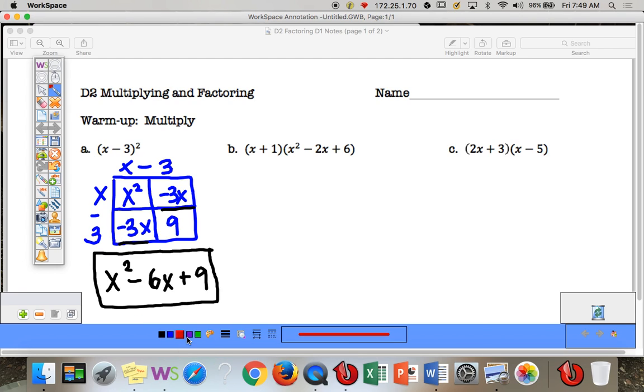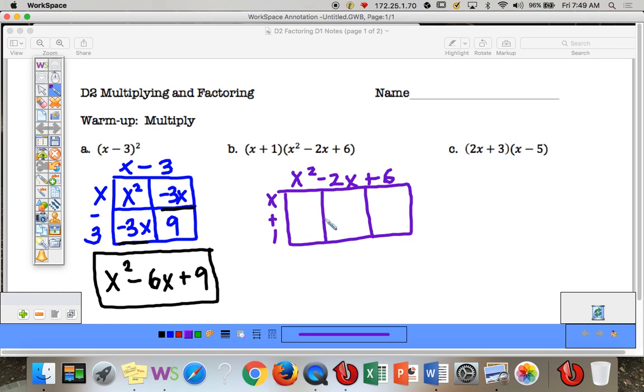Let's try another rectangle for the next one. We have x squared minus 2x plus 6, and we're going to multiply that by x plus 1. This time the rectangle will be 3 by 2. Everywhere we say plus and minus, we're going to draw lines. For the first box, we have x squared times x, which is x to the third. Then we have negative 2x times x, which is negative 2x squared. 6 times x is 6x. X squared times 1 is x squared. Negative 2x times 1 is negative 2x. And 6 times 1 is 6.